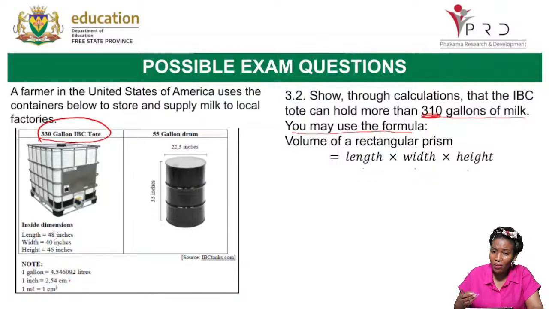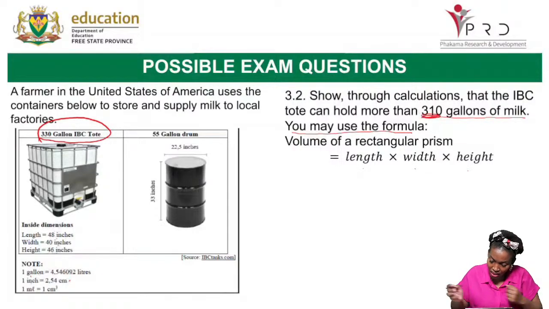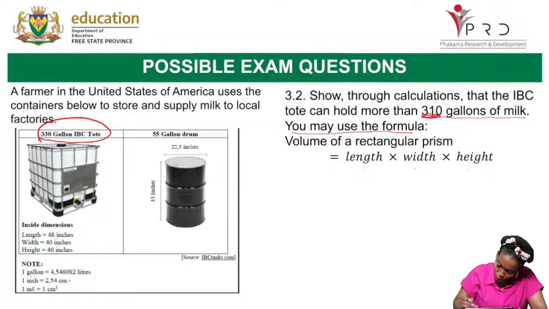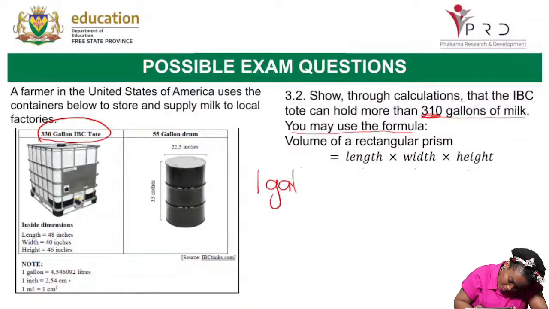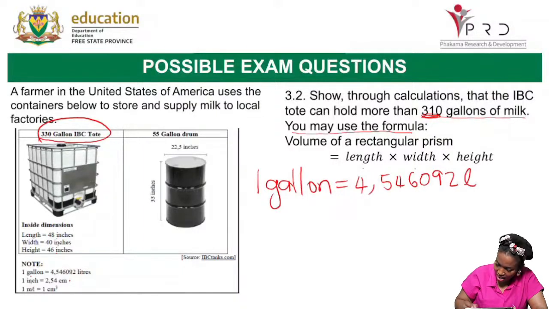Because I'm not familiar with the gallons, I'm going to convert these gallons to liters. So I know that liters are smaller. If I'm converting from gallons, the bigger one, to liters, the smaller one, I am going to multiply. The conversion factor is 1 gallon equals 4.546092 liters. And what do I have?